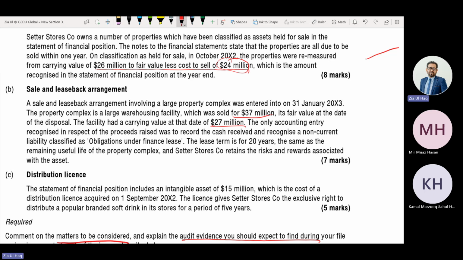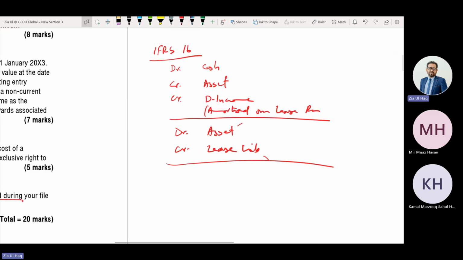The only accounting entry recognized in respect of the proceeds raised was to record the cash receipt and recognize a non-current liability classified as obligation under lease liability. Means they have recorded what? Only this cash and this lease liability. This means the asset was not derecognized. No, it should not be derecognized because it's a finance lease. It's still in the financial statements with the 27 million.